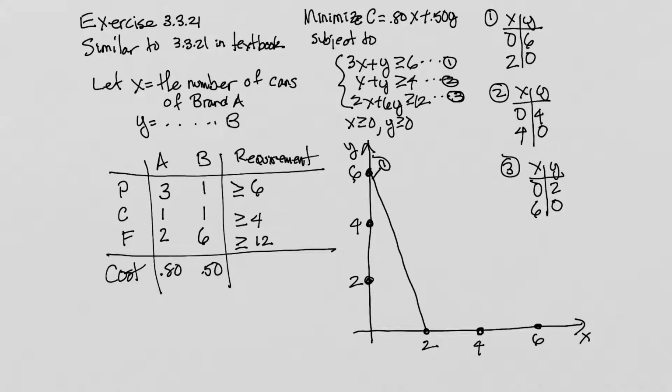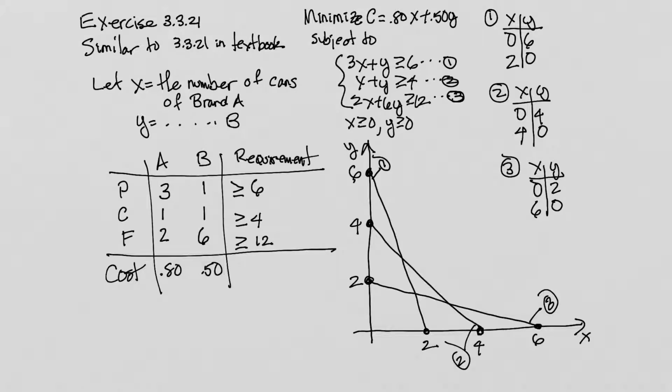In line number 2, the 4 goes to the 4, so let's get that one. The 4 goes to the 4, right, that's on line 2. And in our third one, the 2 goes to the 6. So let's draw that line. The 2 goes to the 6. There's line 3.